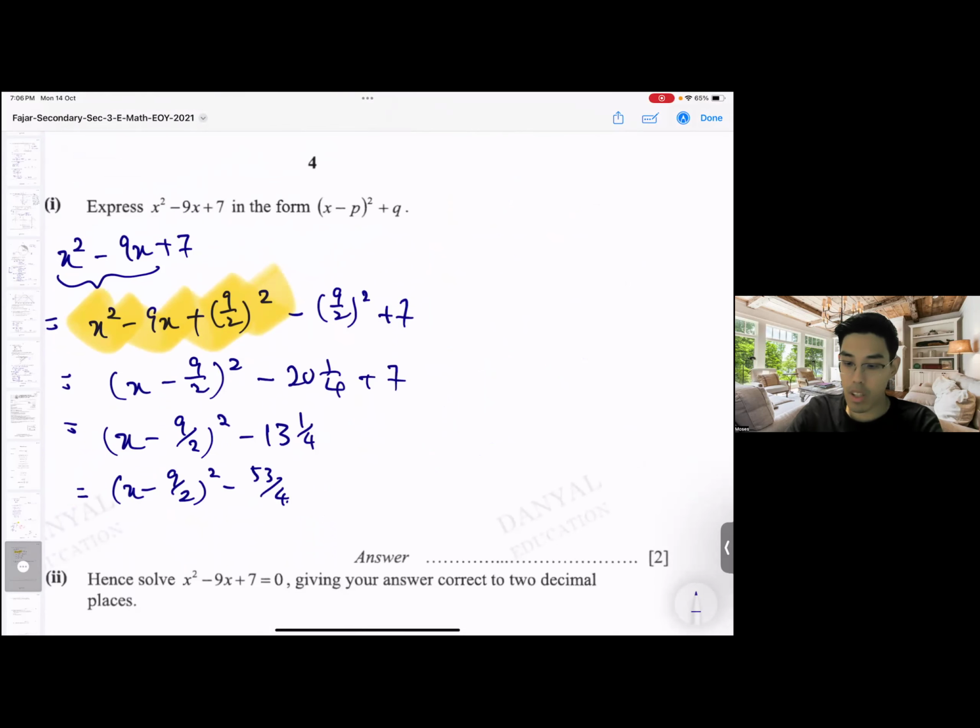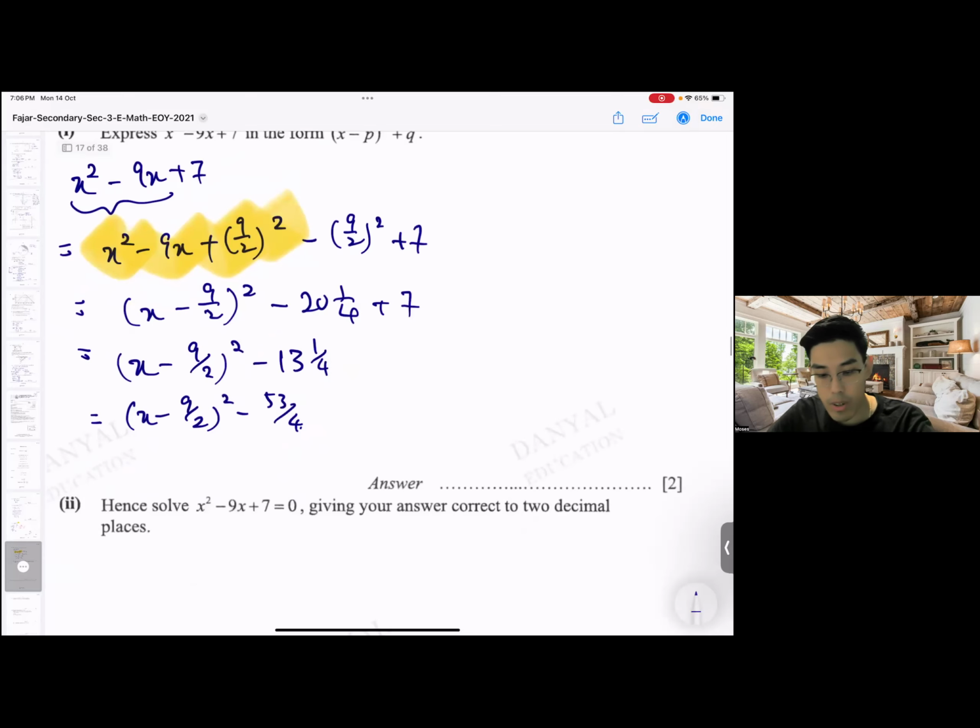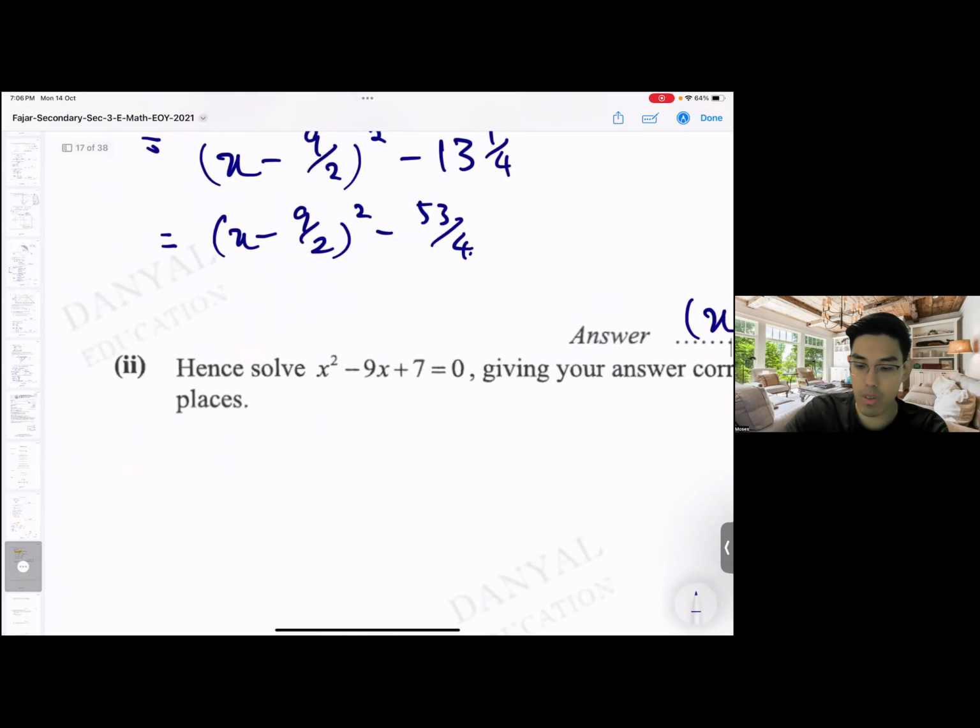Just to confirm again on the last part, 20.25 plus 7. Yeah, correct. So I'll get x minus 9 over 2 squared minus 53 over 4. Hence, solve this equal to 0. That means I'm solving this completed square to be 0.